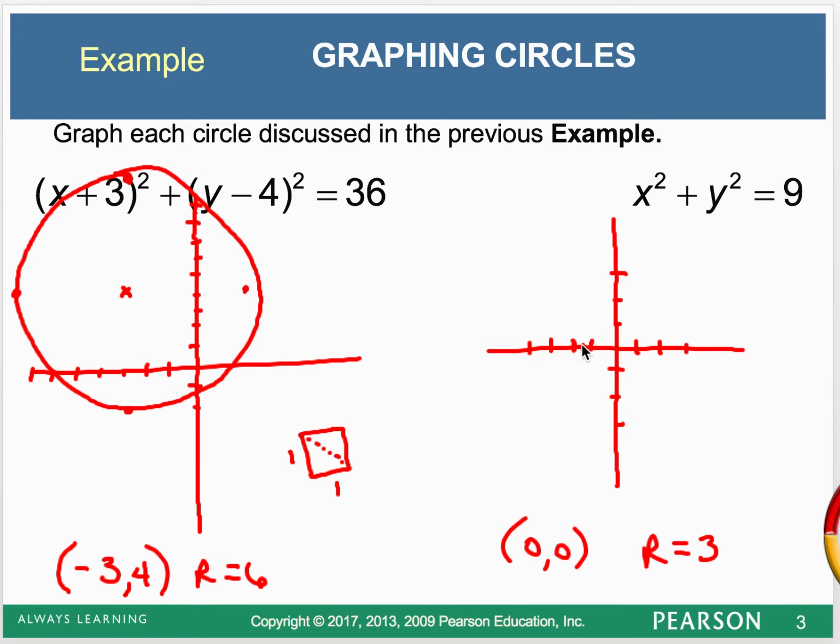Okay, there's my center. So if I go 3 units this direction, 3 units this direction, 3 units this direction, and 1, 2, 3 units this direction. Okay, I messed up there on that little point. I don't want you to think that. I can just take it off. Then I can connect my dots with a supposed circle.